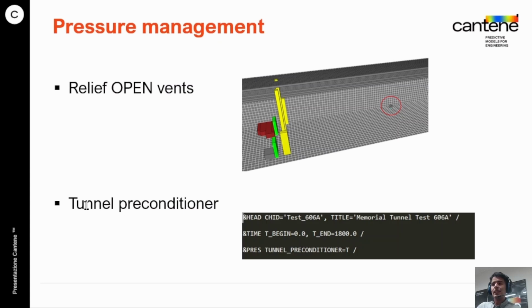Also, the FDS developers have developed this new solution through the tunnel preconditioner. Here, using a 1D model, they calculate the pressure inside the whole tunnel and then use these values with all the meshes of the simulation to enhance the convergence and stability of the pressure values across the tunnel.